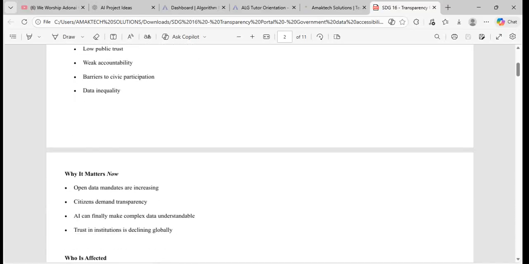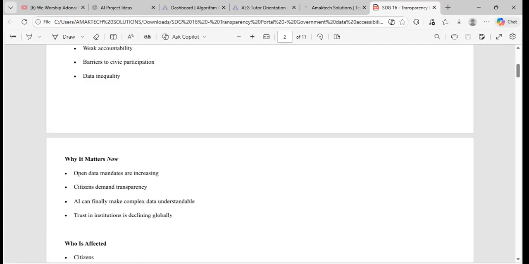Why does it matter now? It matters because open data mandates are increasing. Citizens demand transparency. In this era, citizens need transparency on how funds are being used, what government employees are doing in the government departments, how they are doing it, and how things are flowing.